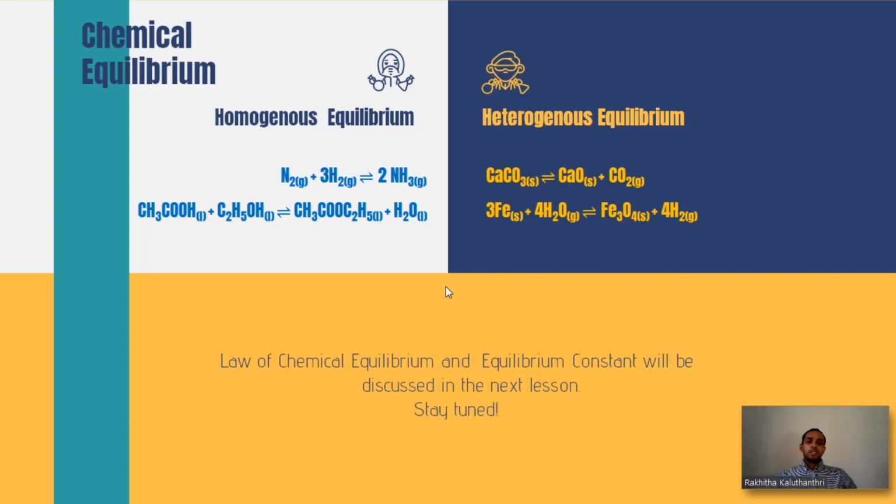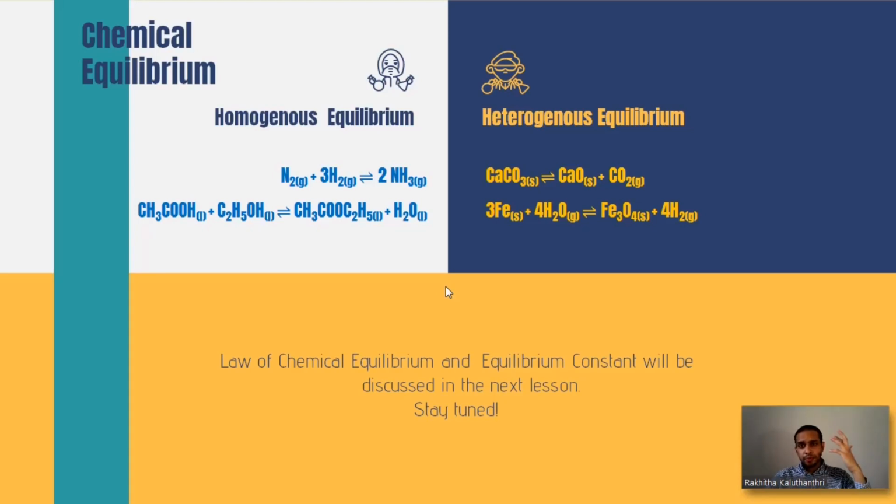Chemical equilibrium. For the rest of this lesson, starting from the next lesson, we'll mostly be focusing on chemical equilibrium. All of the calculations, all of the laws of chemical equilibrium and equilibrium constants, we'll be discussing mostly for chemical equilibria. When it comes to chemical equilibrium, there are two main types: homogeneous equilibrium and heterogeneous equilibrium.